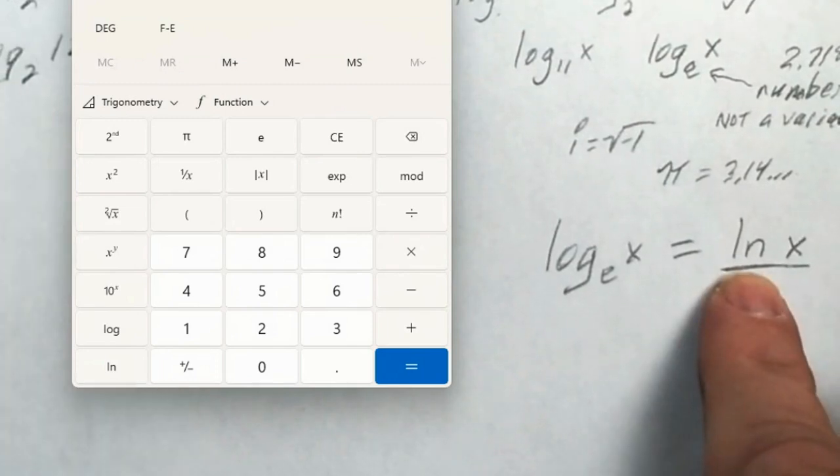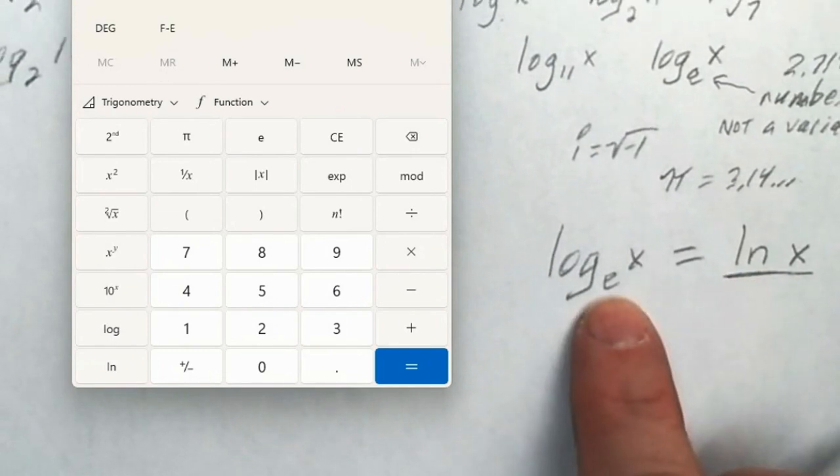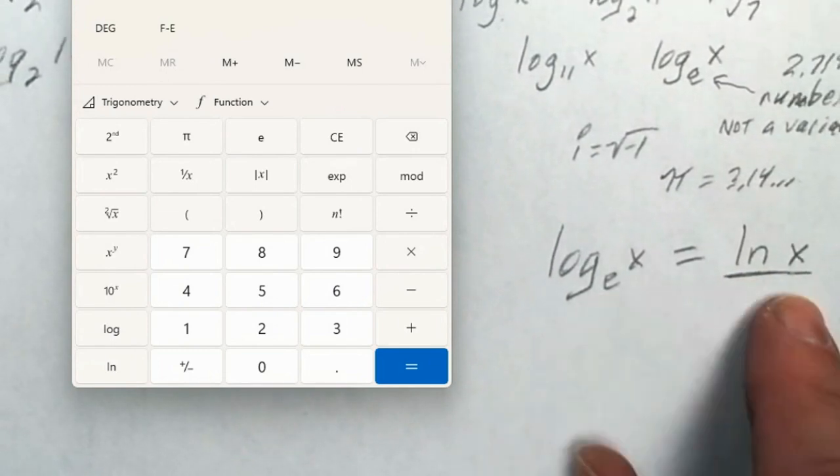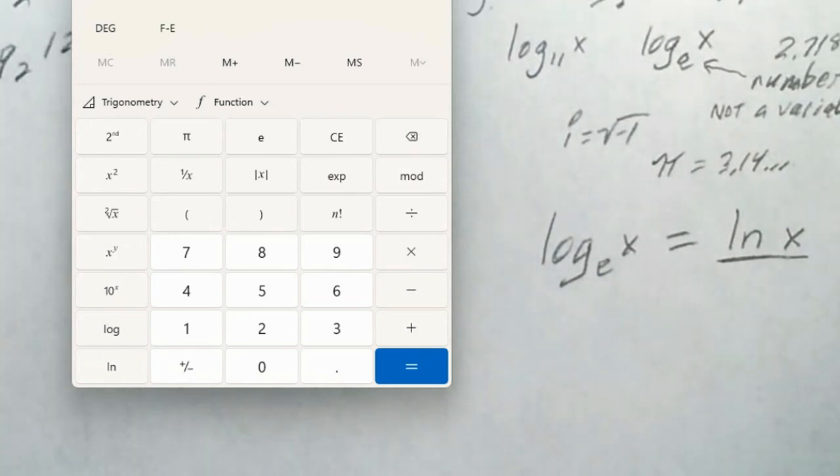Natural log. That's the natural log. It's the same as this, but we don't write it this way. We write it this way. And it has a button on the calculator for the natural log. So if we take the natural log of E, it equals 1, because E to what power equals E?